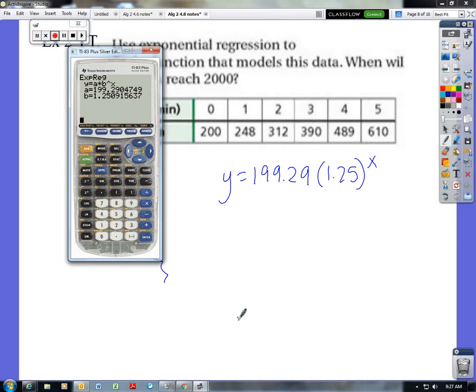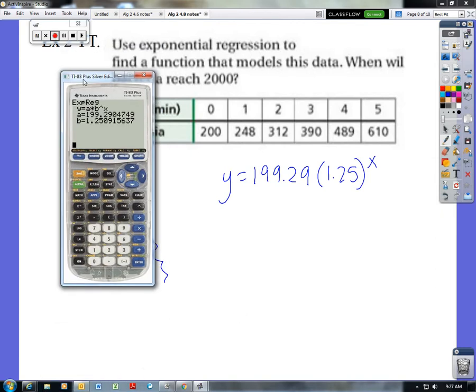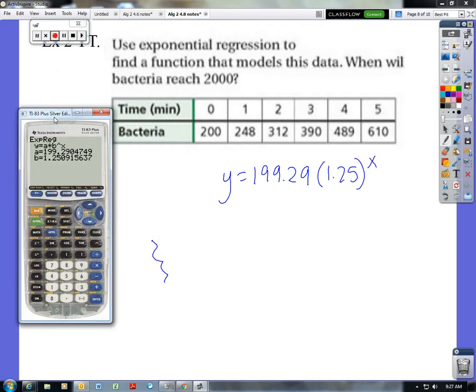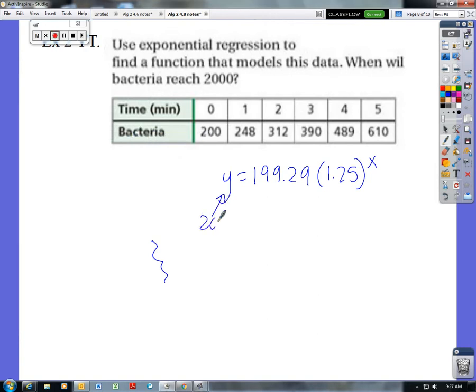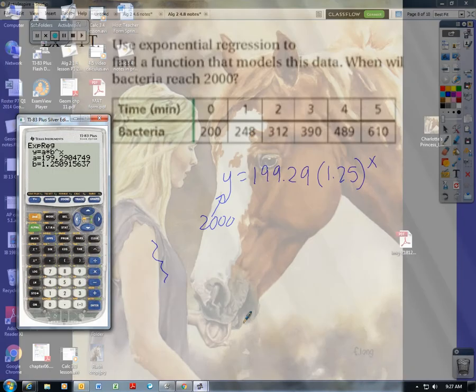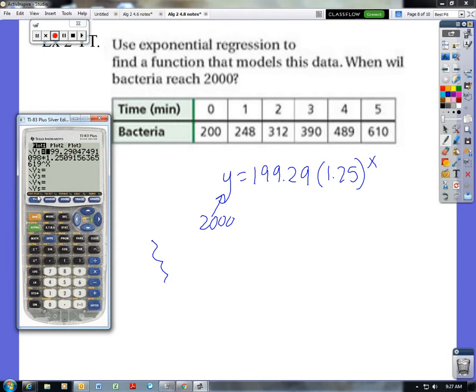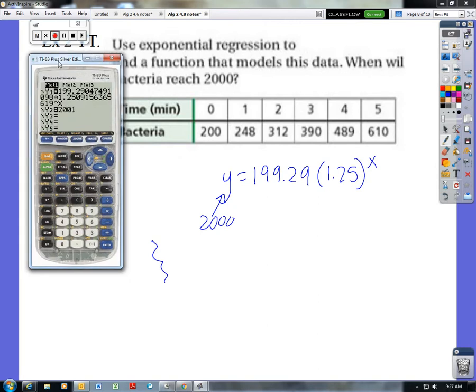And then it says, when will the bacteria reach 2,000? Okay. So again, the bacteria is going to be my Y value this time, because it's the Y's. So I'm plugging in 2,000 here. I want to know where the Y's are equal to each other. So I need to go back to Y equals, and in Y2, I need to put in 2,000. Man, it just doesn't want to work very well. Okay.